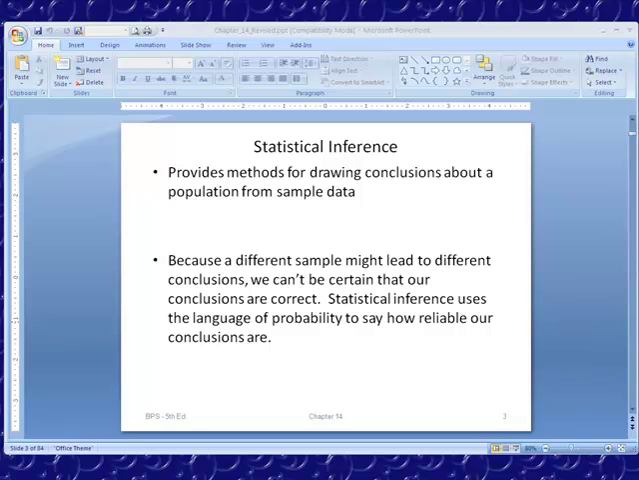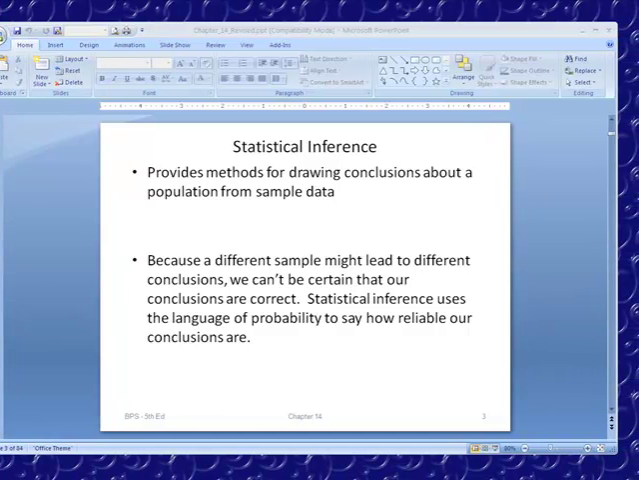Now, statistical inference provides methods for drawing conclusions about a population from a sample. We've talked about that before. Now, because a different sample might lead to different conclusions, we can't be certain that our conclusions are correct. So we use statistical inference and the language of probability to say how reliable our conclusions are.